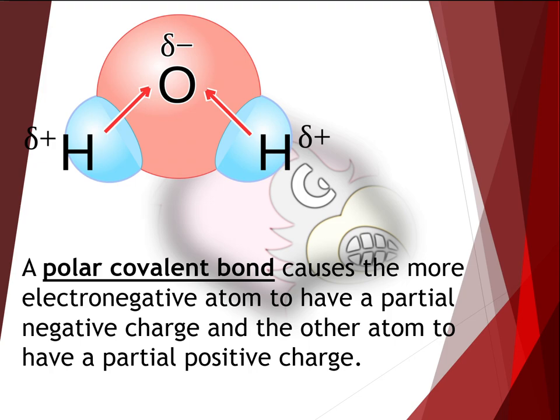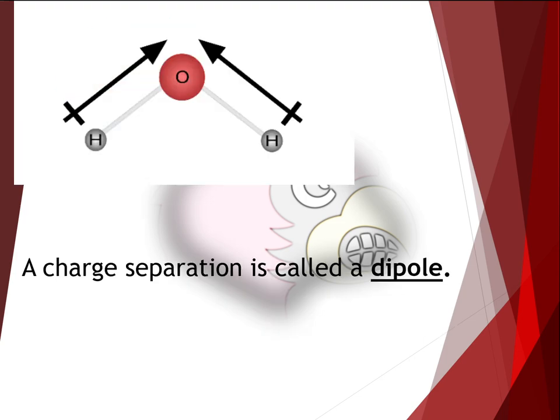A covalent bond causes the more electronegative atom to have a partial negative charge, and the other atom to have a partial positive charge. These partial charges are less than the charge on an electron or a proton. This charge separation is called a dipole.